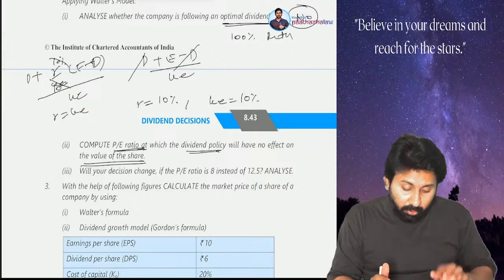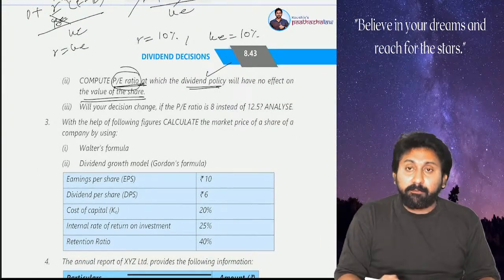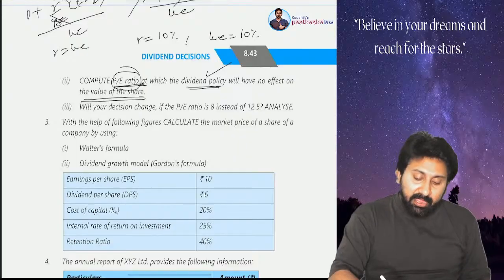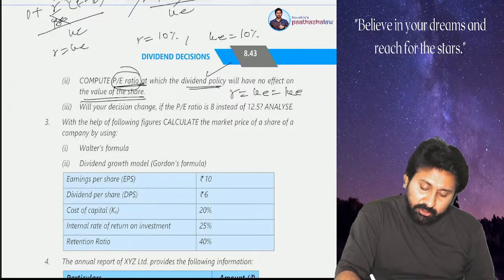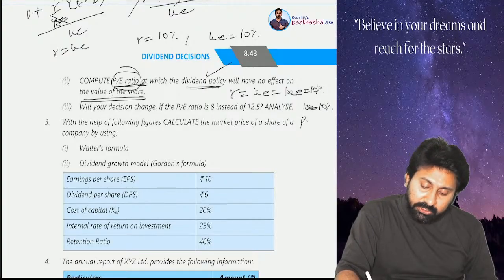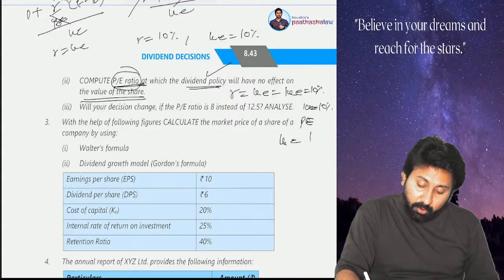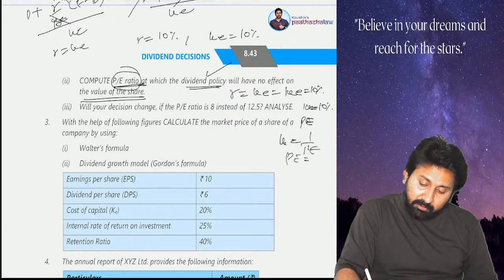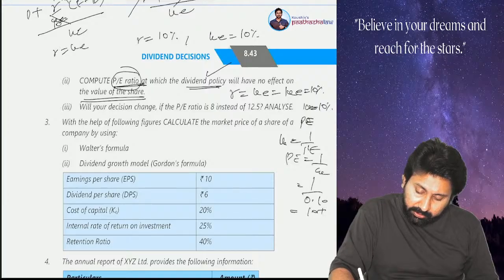But how to write this? Compute the PE ratio at which dividend policy will have no impact. When will dividend policy have no impact? When R is equal to KE. So KE should be equal to 10%. Means how much should the PE be? KE equals 1 by PE, PE equals 1 by KE. So 1 by 0.1 equals 10 times.